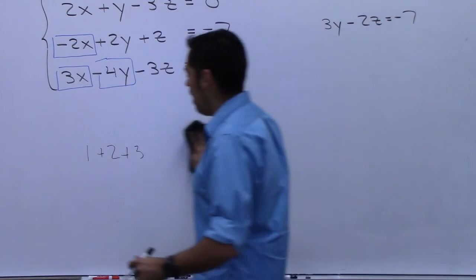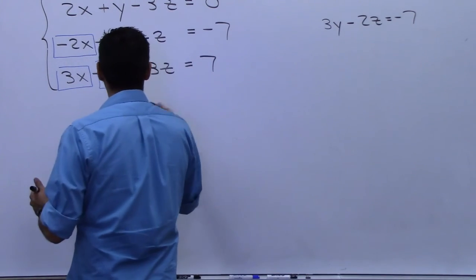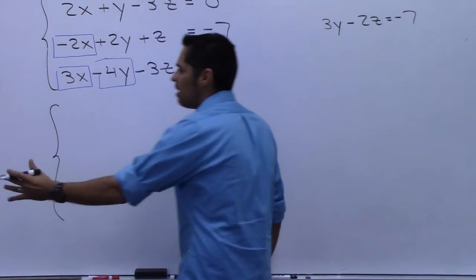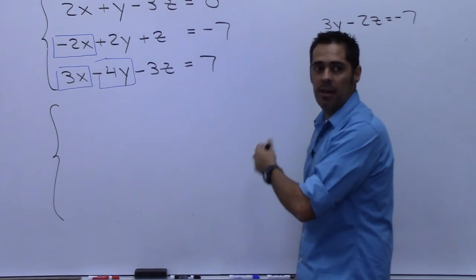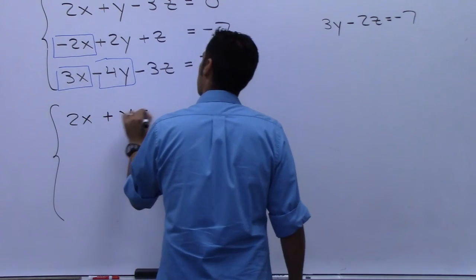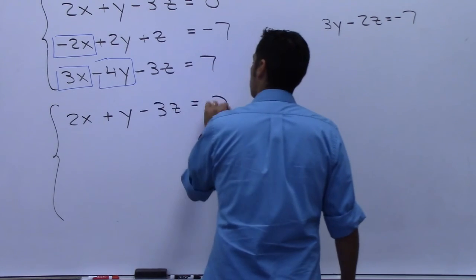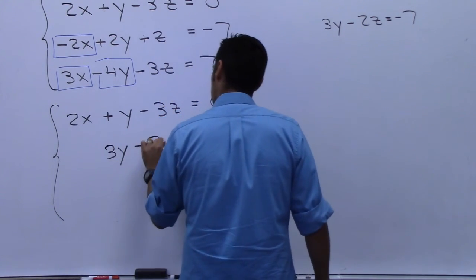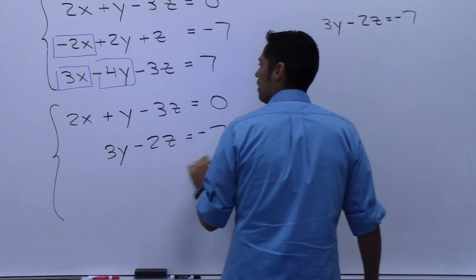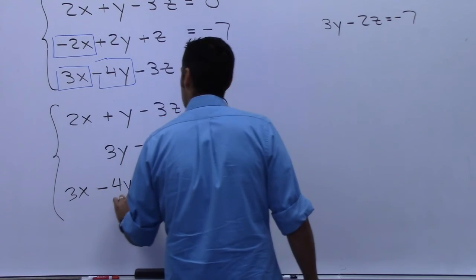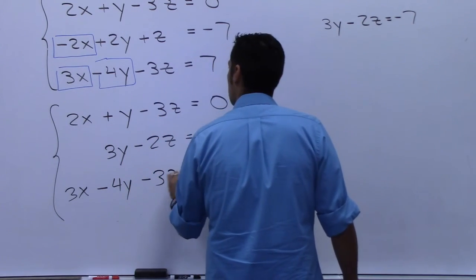So what I do now, and this is kind of where this gets a little tedious, is that you need to get in the habit of just rewriting the entire system of equations again. Yes? So let's say that the 2x and the negative 2x didn't go along. Okay, let me write this and then I'll answer your question. 3y minus 2z equals negative 7. And then we still have down here 3x minus 4y minus 3z equals 7.